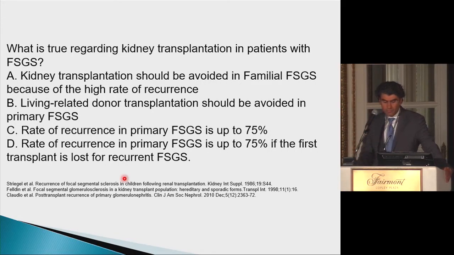The rate of recurrence of primary FSGS is lower, between 30 and 50%, but it becomes significantly higher when the patient lost their first kidney to FSGS. For familial FSGS, though, the rate of recurrence is very, very low. In fact, initially we thought that this doesn't recur because the disease is contained to the kidney. However, now we know that with some mutations, it may recur after transplant.